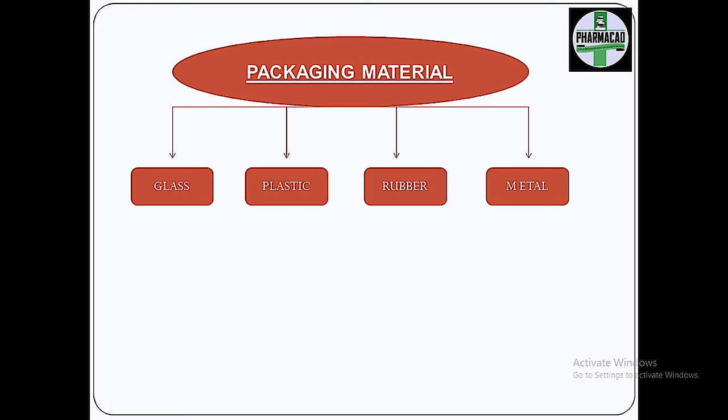Then the most important is your packaging material. So basically there are 4 types. It can be much more, but these are some of the 4 main types of packaging material. One is glass, second is plastic, third is rubber, and fourth is metal.